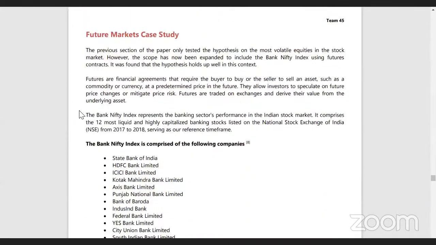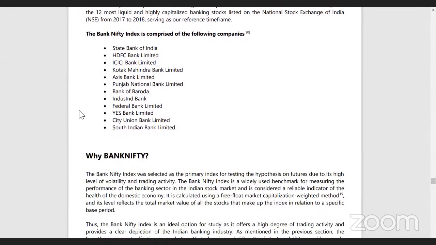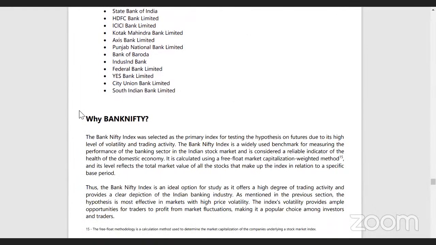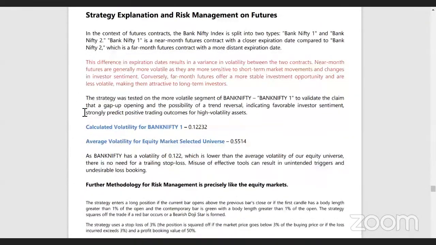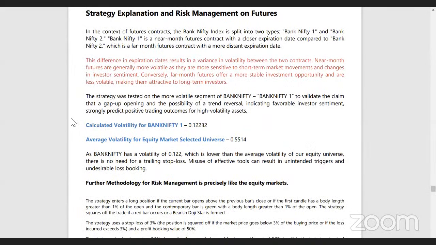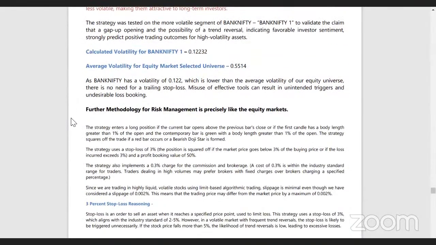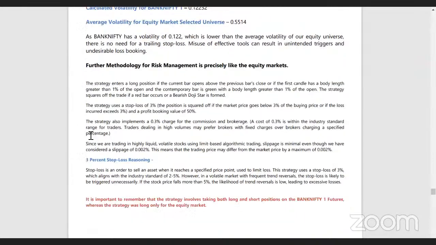The scope of our strategy extends beyond the equities markets and includes the Bank Nifty index futures contract. It comprises 12 most liquid and highly capitalized banking stocks, making it an ideal primary index for our hypothesis. We chose Bank Nifty 1 over Bank Nifty 2 because of its more volatile nature. The strategy for futures is similar to that of equity, except it doesn't use a trailing stop loss of 5%, as the volatility of the futures index Bank Nifty is very less as compared to our equity volatile universe. Also, this futures strategy deals with both long and short trades.